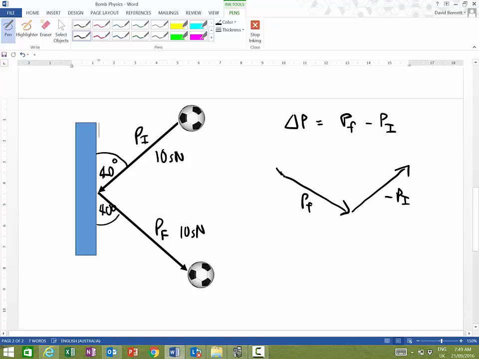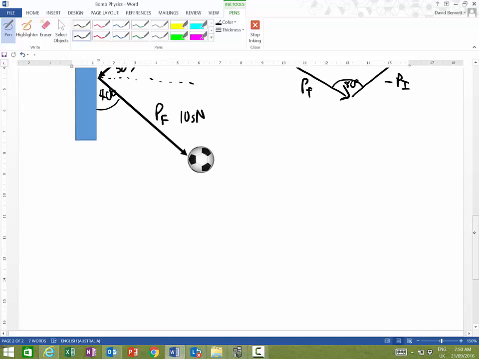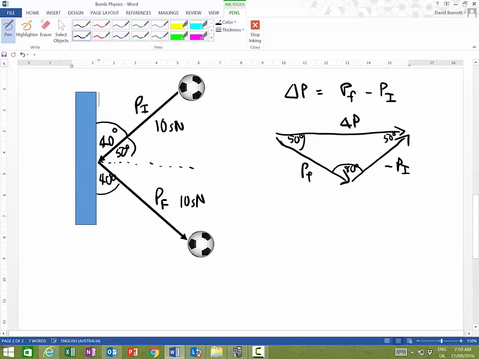That means this particular change-in-momentum vector goes away from the wall, at right angles. If we do a little dash line there, and that angle is 40, then this angle here has got to be 50 degrees. So that angle there is 50 degrees, and therefore that angle there is 50 degrees, and this angle here has to be 80 degrees. There's a couple of ways of doing this. You can either break this into two identical triangles, or you could use the cosine rule.